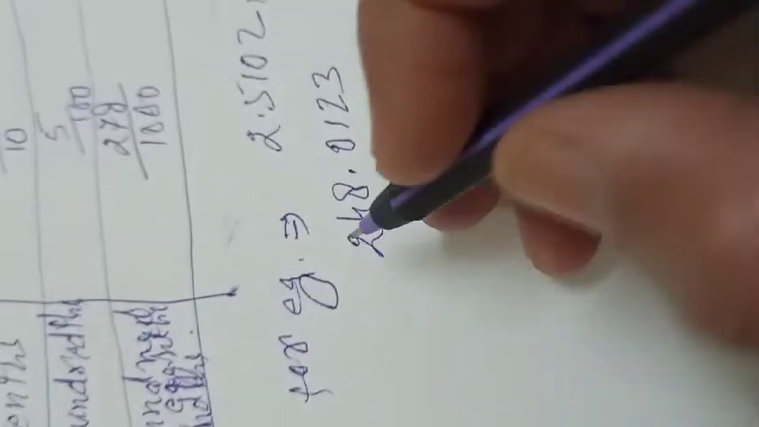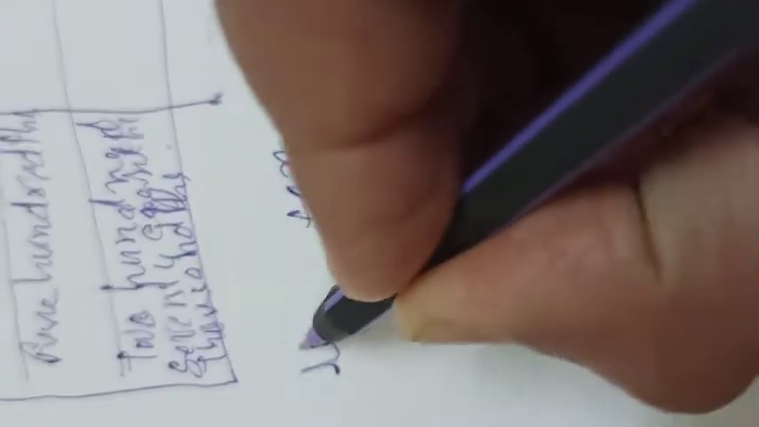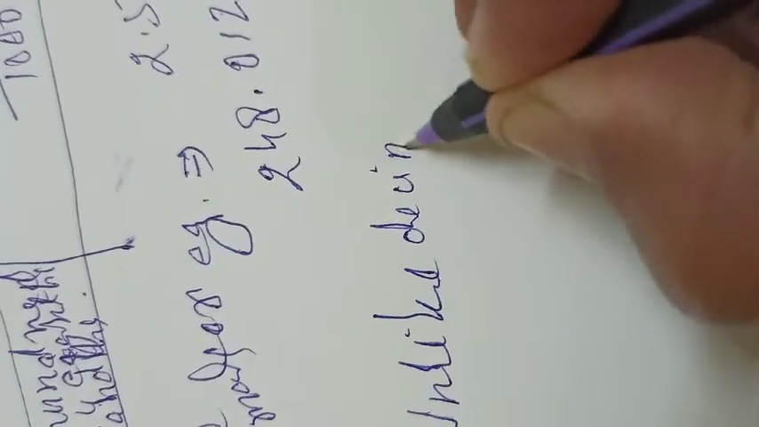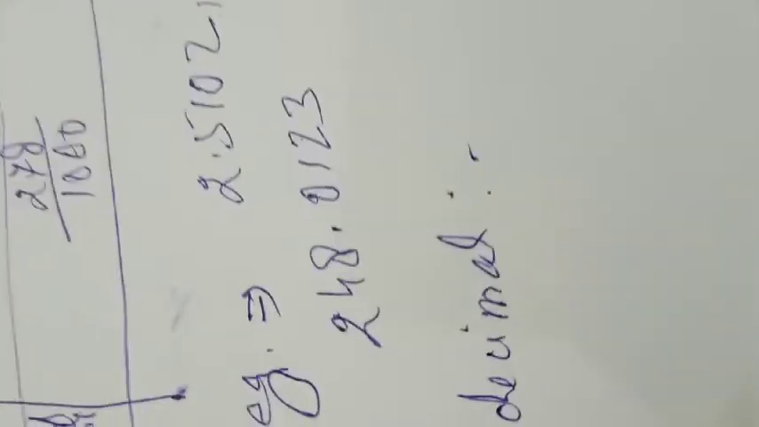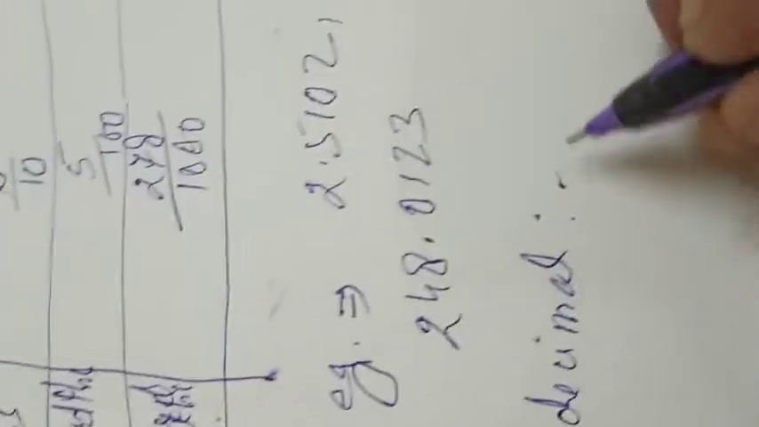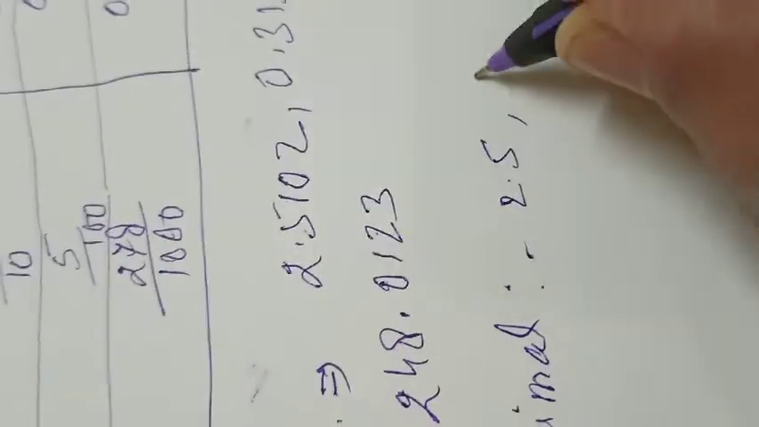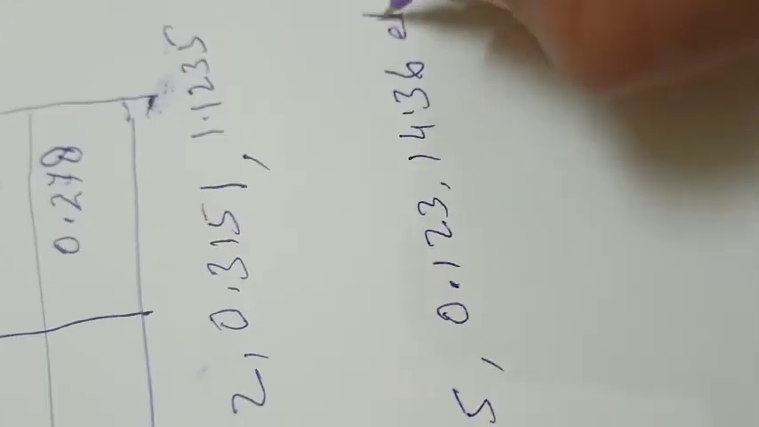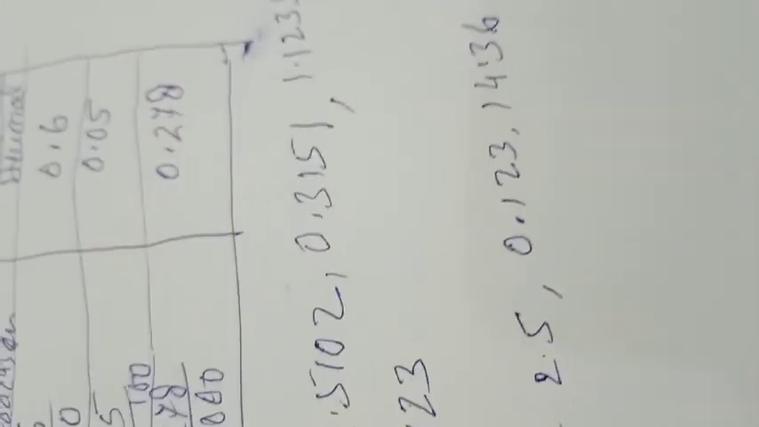Now unlike decimals. Decimals having different numbers of decimal places are called unlike decimals. Decimals having different numbers of decimal digits, for example 2.5, 0.123, 14.36, etc. These decimal numbers have different numbers of digits after the decimal point.